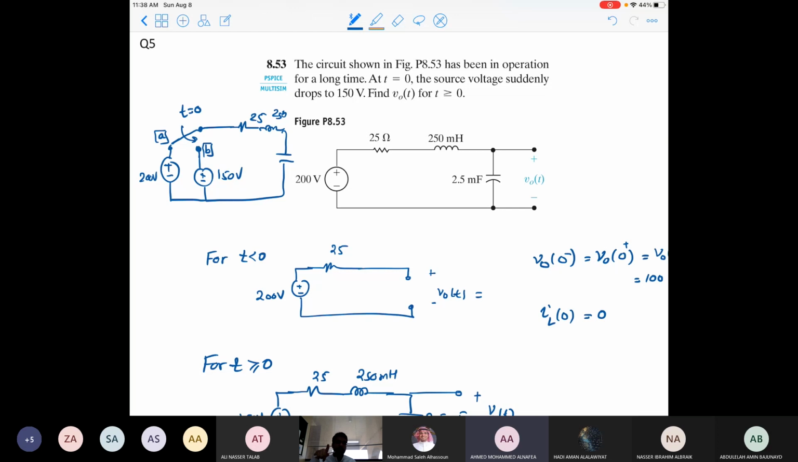Yes, what happens for t less than 0, the switch or the value of the voltage source. So what we are studying here is the abrupt change in the circuit. This could take place because we have a switch or because we're changing the value.